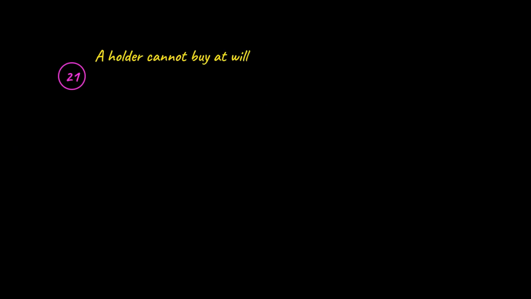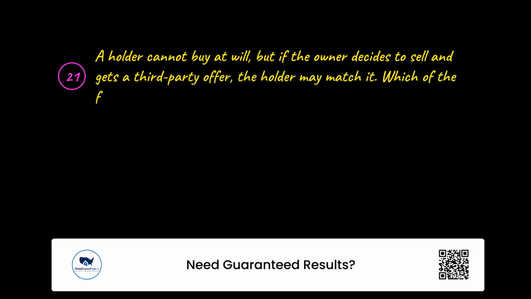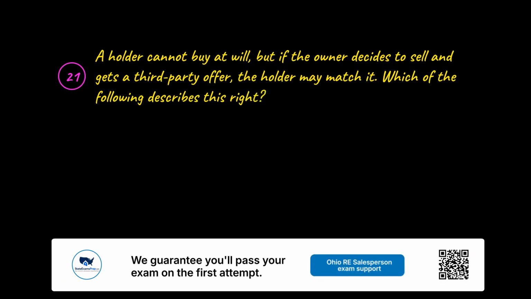Question 21. A holder cannot buy at will, but if the owner decides to sell and gets a third-party offer, the holder may match it. Which of the following describes this right?